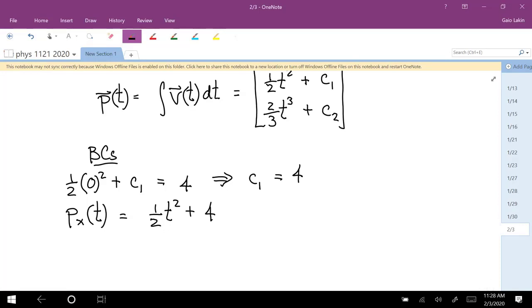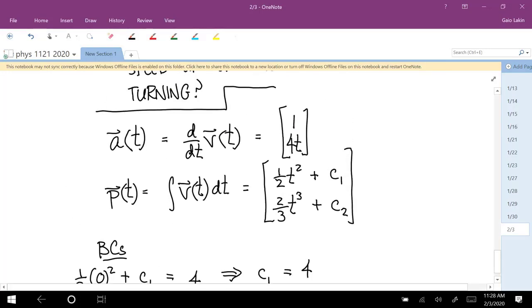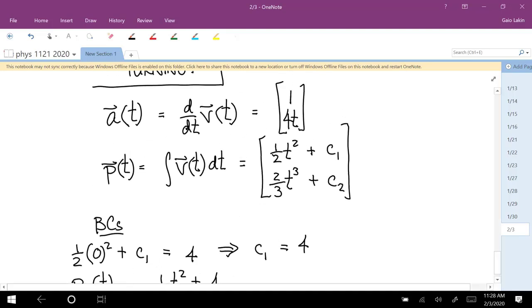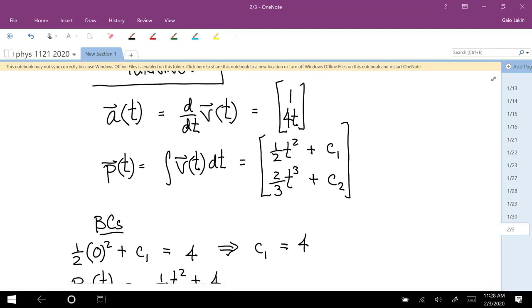Any questions about that? What this says is when time is equal to 0, px is equal to 4. So we'll put 0 in place of t in the equation and put 4 in place of px. This equation says px is equal to 1/2 t squared plus C1, so set t equal to 0 and set px equal to 4.